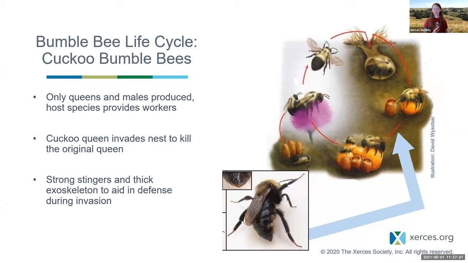Cuckoo bumblebees emerge a little bit later than the queens, right? They come in at a very precise time in the life cycle where they want to infiltrate the nest when enough workers have been produced, but not so many that they'll kill the cuckoo bee. The cuckoo comes in to kill the queen and then lay her own eggs, but the workers already in that nest help raise the cuckoo eggs. These bees look a little bit different than your regular bumblebees. They have a harder exoskeleton to be tougher at fighting and trying to kill that queen off, and they generally don't have as much hair.